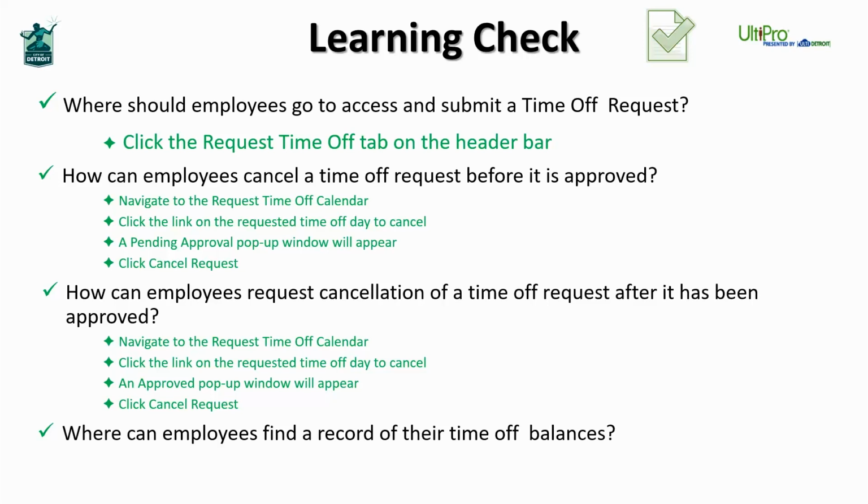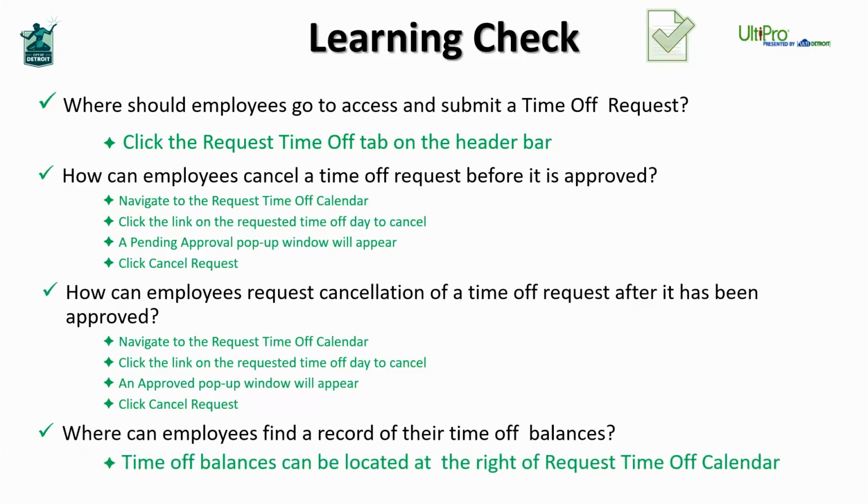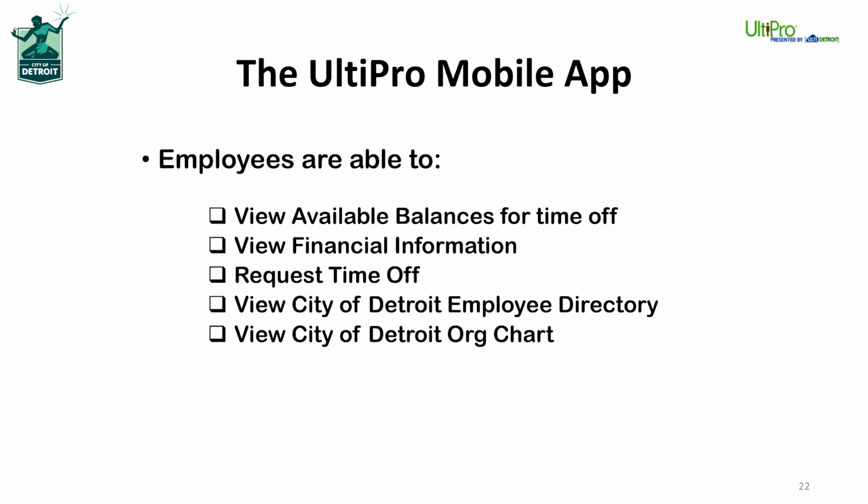Where can employees find a record of their time off balances? Time off balances can be located at the right of the Request Time Off calendar, also located on your home page. Let's take a look at the UltiPro Mobile App. With the UltiPro Mobile App, employees are able to view available balances for time off, view financial information, request time off, view City of Detroit Employee Directory, and view the City of Detroit organizational chart.